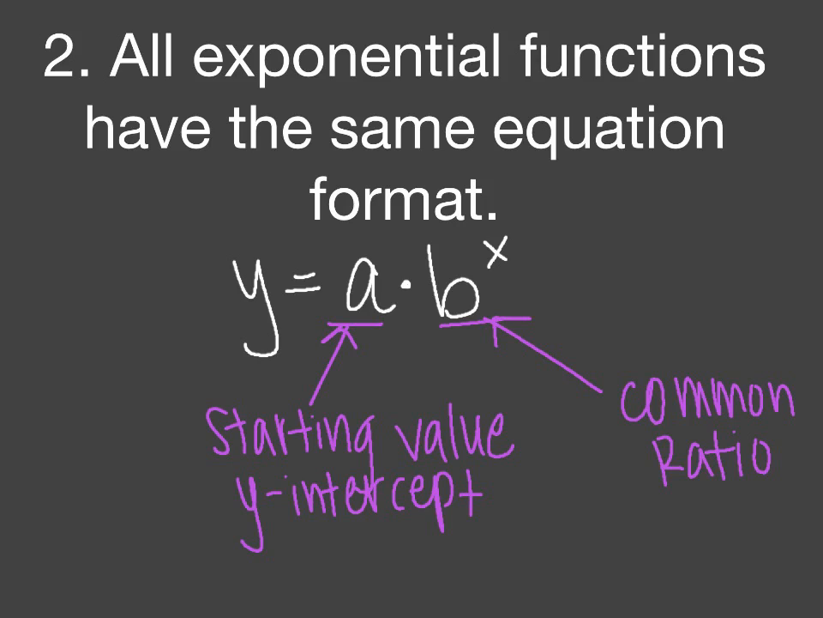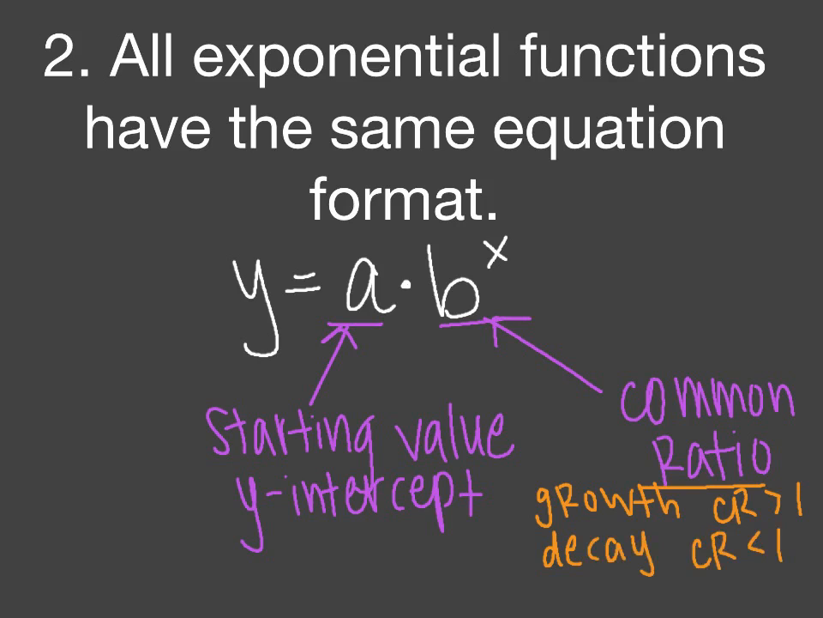Now, to determine if an equation is a growth or a decay, you look at this common ratio value. For it to be a growth, your common ratio needs to be greater than 1. So it could be 1.1, it could be 2, it could be 9. Anything bigger than 1 makes a growth. A decay function is anything where your common ratio is smaller than 1. So it could be a decimal or a fraction, just as long as it is smaller than 1.